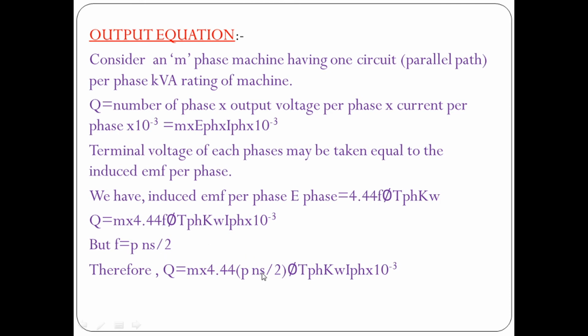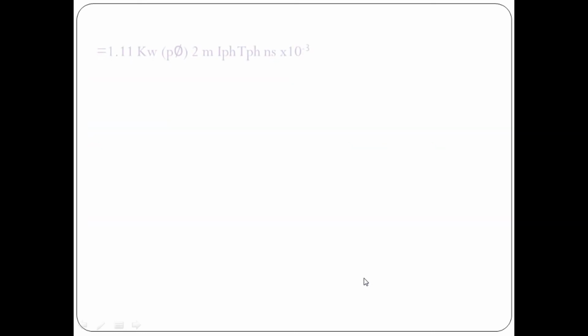F is P into ns by 2 into phi into T phase into kW into I phase into 10 to the power minus 3, which is equal to 1.11 kW. P phi you can group it to one side.